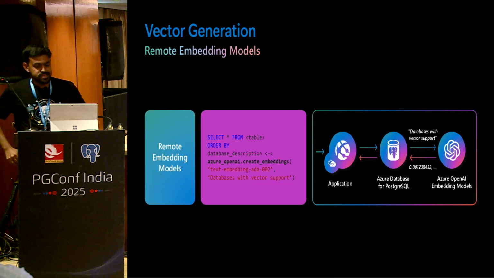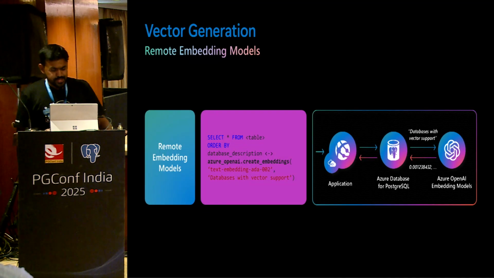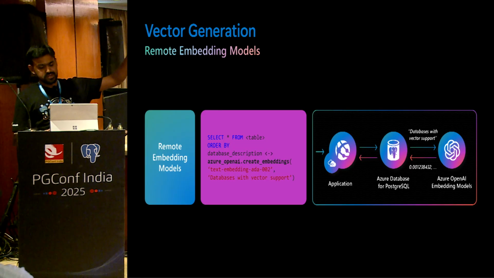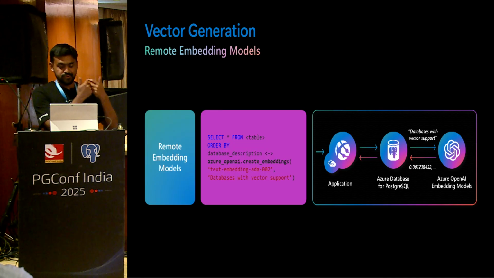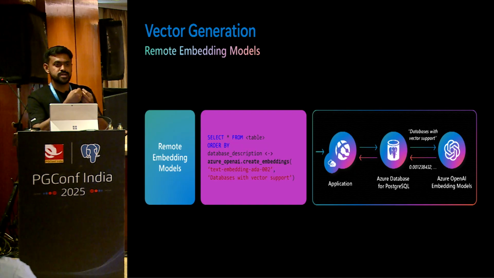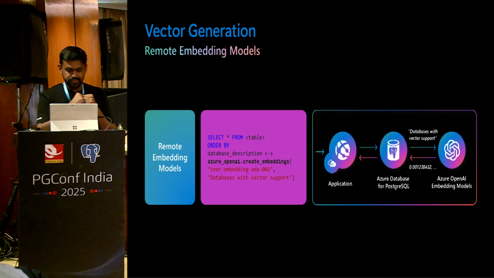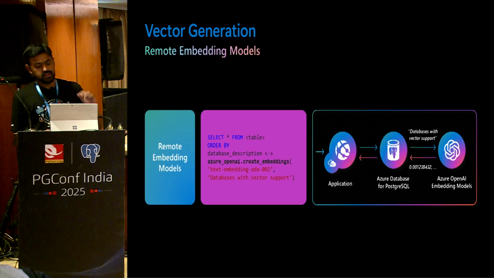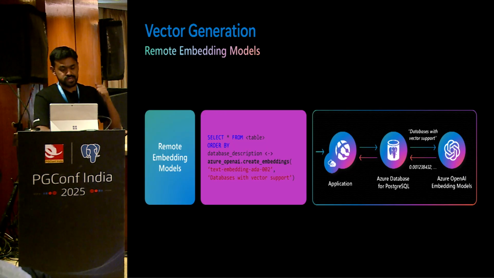Okay, now let's look at this particular diagram here. We have an application that's trying to perform a search operation on your Flex server, and we are trying to make the search more meaningful by doing what is called a semantic search, or a context-based search, right? Here is a simple query coming from your application: give me all the relevant results for the query, which is databases with vector support. That's the user query getting passed from the application, right?